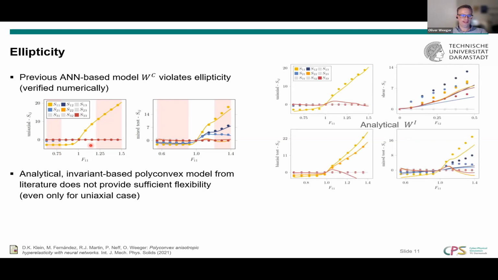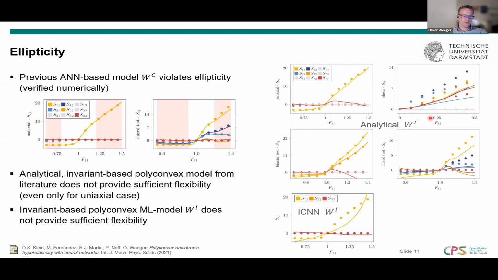Then we also tried an analytical invariant-based polyconvex model. We fitted that to the data, but this doesn't work at all in this case. In the uniaxial tension, it looks kind of okay, but in the shear cases, it cannot predict the behavior correctly.